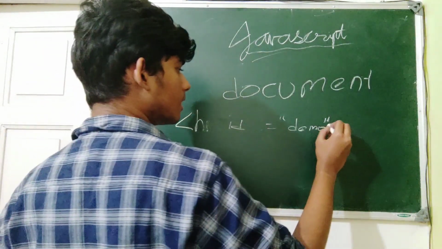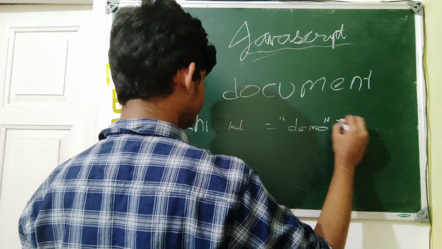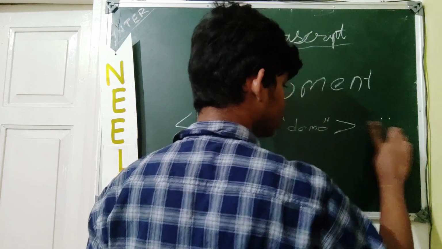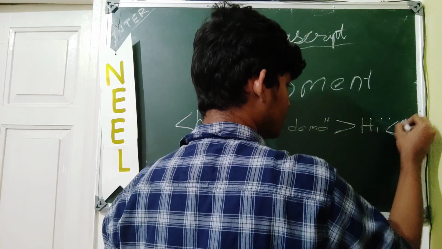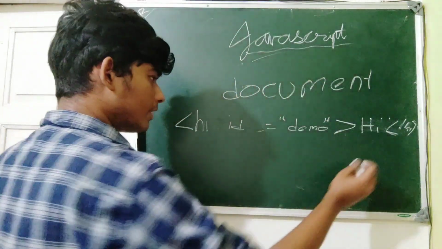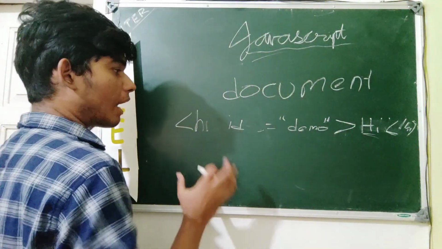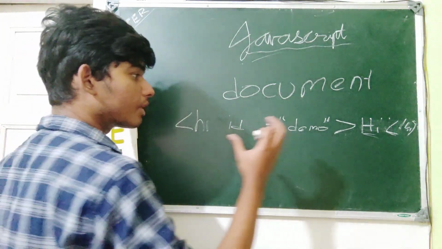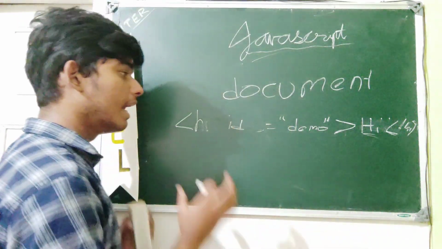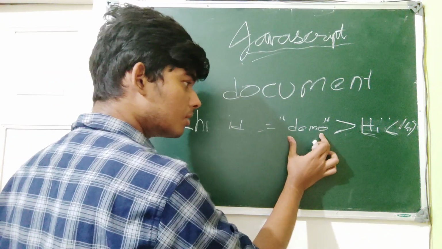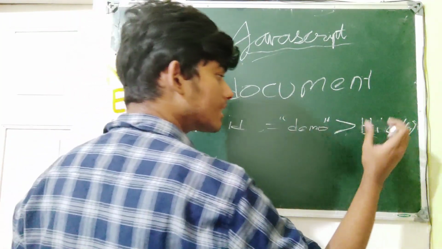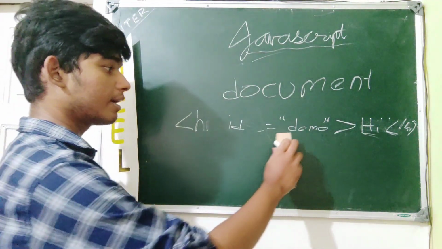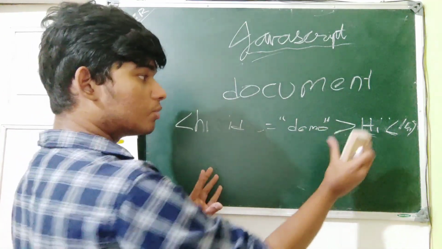Let's close the brackets and close this again, and let us write slash h1, and between the h1 tags let's write something like hi, and let us close this. So this is a text that you can see, and now the ID is demo. In this ID attribute, which is defined as demo, the value for demo is hi. It's a little complicated, but basically the ID over here is defined by demo in this program, and demo's value is hi.